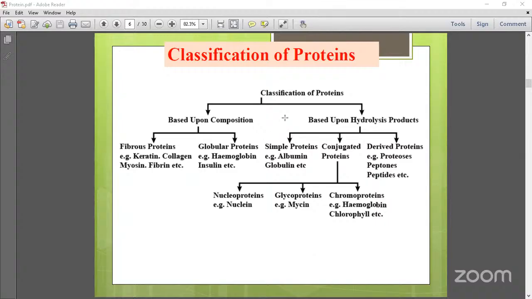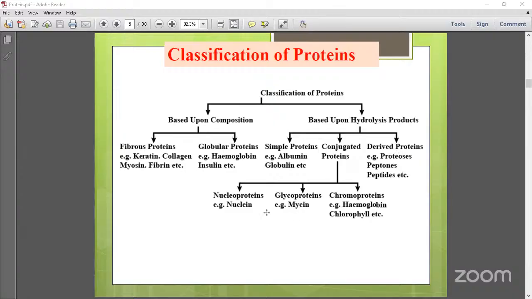When coming to the classification of the proteins, the classification depends upon the composition of the proteins and also upon the hydrolysis of the products. Depending upon the composition, we have the fibrous proteins and globular proteins. The fibrous proteins are keratin, collagen, myosin and fibrin, whereas the globular proteins are hemoglobin and insulin. And depending upon the hydrolysis, we have the simple proteins, conjugated proteins and derived proteins.